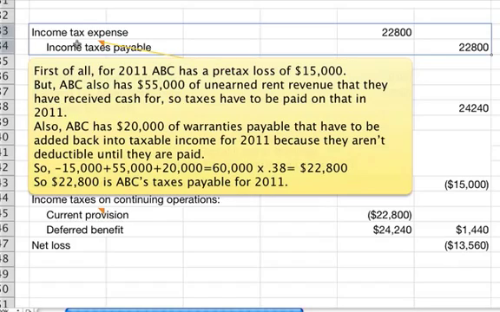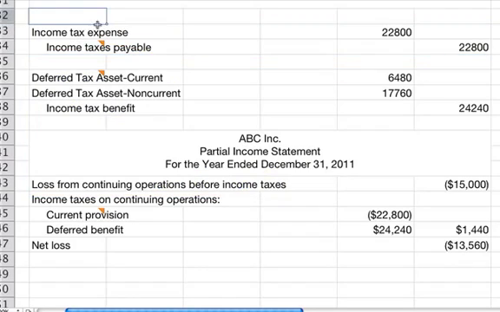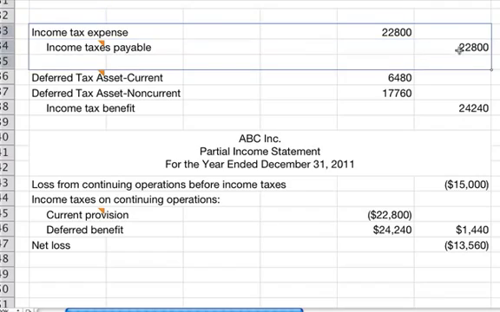So you have the negative $15,000 for the pre-tax loss. You add $55,000 and you add $20,000, that gives you $60,000. Times that by the tax rate of 38%, and that gives you income tax expense of $22,800. So that's how you get this number right here.